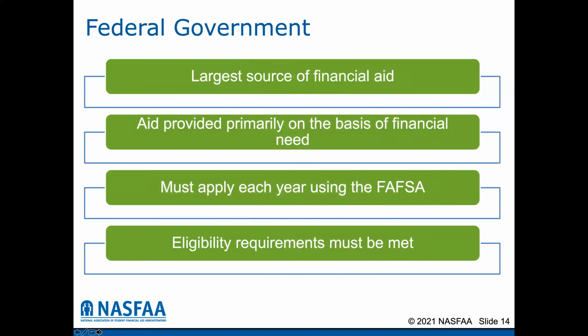So the federal government is your largest source of financial aid. It's aid provided primarily on the basis of financial need. So we go back to that cost of attendance minus expected family contribution. You must apply each year using the FAFSA. And the reason why I emphasize that is every October, you will have to file the FAFSA for all the years that your student is in school. So this is not a one-time application. It's every year that your student is in school, and it's available October 1st of every year. The eligibility requirements must be met. There are lots of eligibility requirements on there, and it'll walk you right through that.